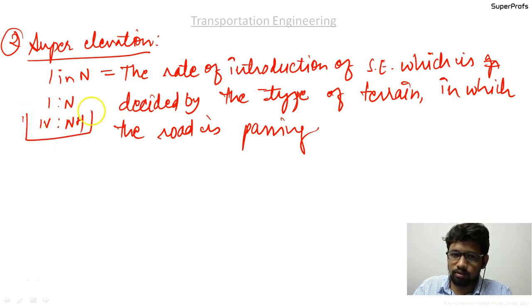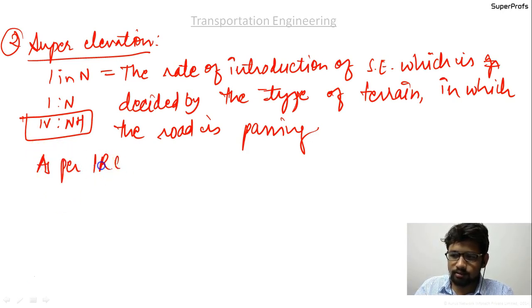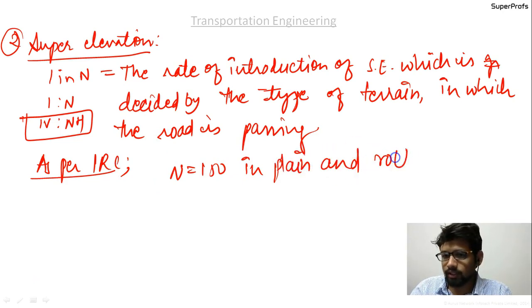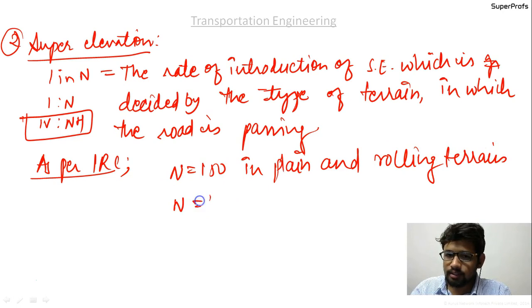As per IRC, n equal to 150 in plain and rolling terrains, and n equal to 60 in hill roads.